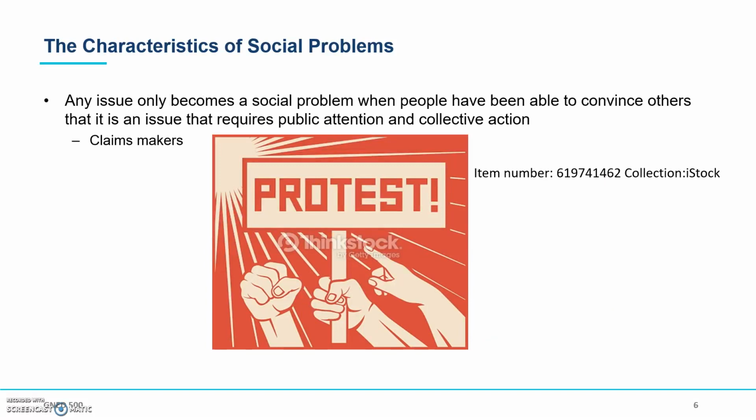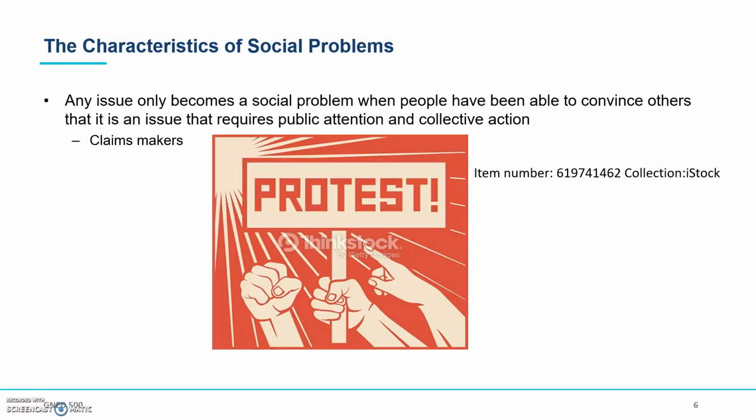Any issue only becomes a social problem when people have been able to convince others that it is an issue that requires public action, public attention, and collective action. There are countless problems in all societies. Any issue can only reach the level of social problem when people who care about the issue have been able to convince the broader public that it requires public attention and collective action. We call these people claims makers.